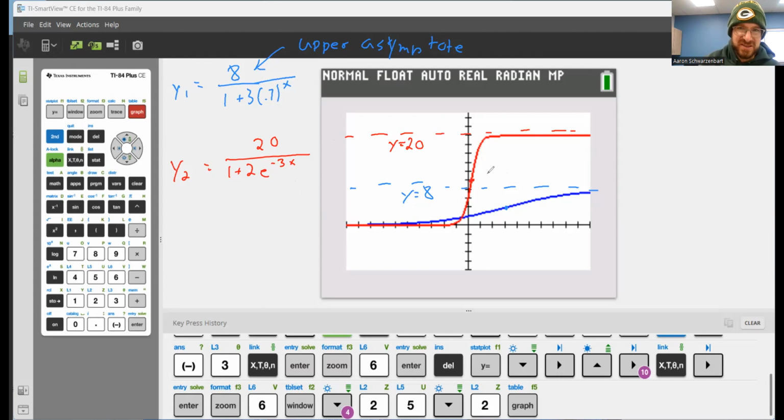So that is a logistic function. We'll do an example of using one here coming up in just a second, and we'll come back to the calculator for that. But now we're going to do example 7, and we're going to talk about modeling San Jose's population.